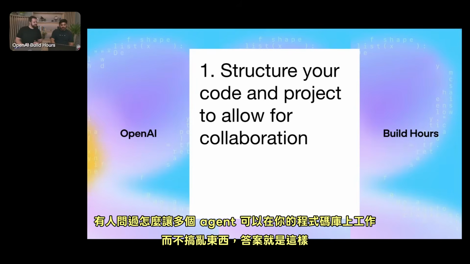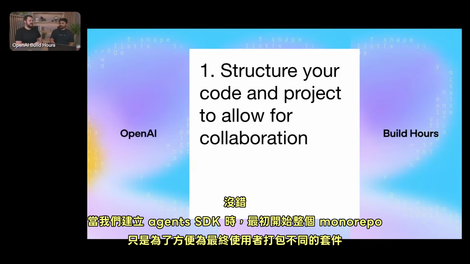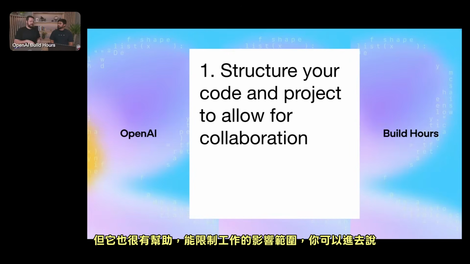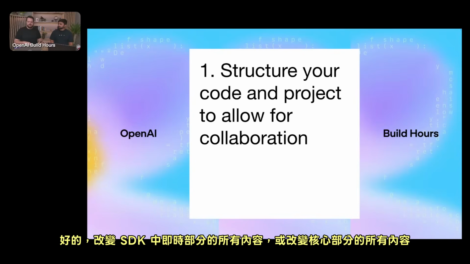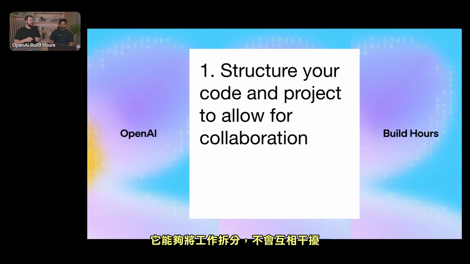On that note, we had a question come in around how do you make it so that multiple agents can work on your code base without messing things up? And that's the answer. Exactly. We originally started this monorepo when we built the Agents SDK just for the convenience of bundling different packages for end users, but it was incredibly helpful for us to limit the impact of work. You could go in and say, change everything in the real-time part of the SDK, or change everything in core, and it would be able to split that work and not interfere with each other.